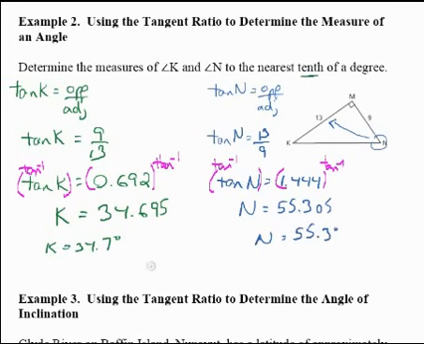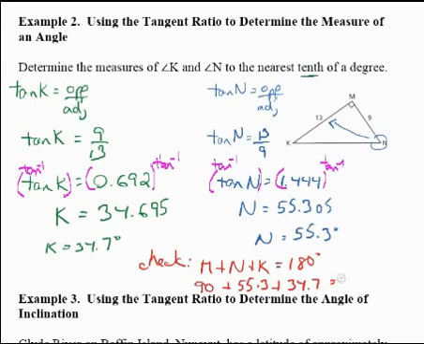And then as a check, M plus N plus K should all equal 180 degrees because this is a triangle. And M is 90 degrees, we can tell because it's drawn as a square. Plus 55.3 plus 34.7. Yep, that equals 180. So we didn't make a silly mistake. Okay. Next example.